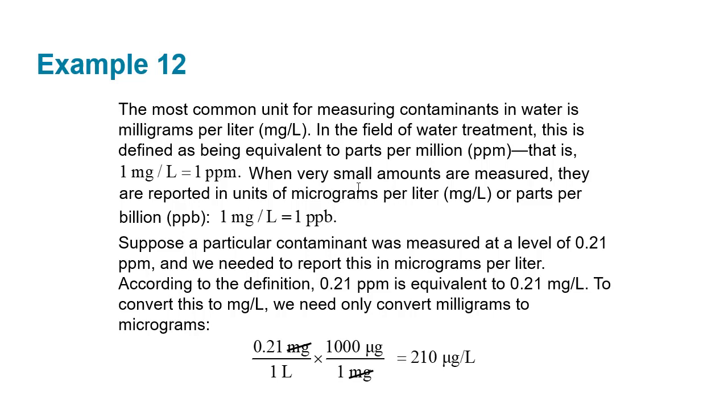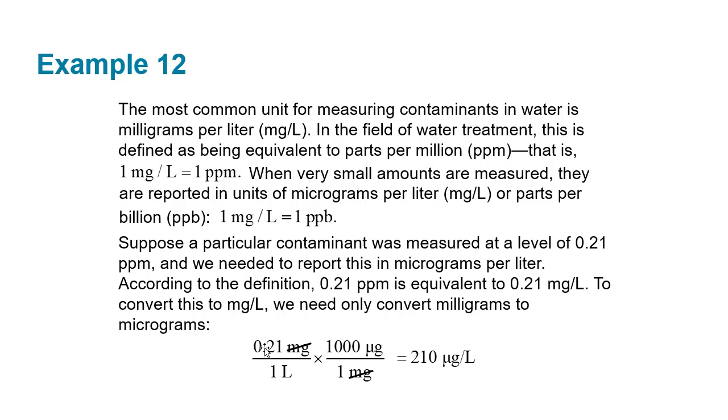Suppose a particular contaminant was measured at a level of 0.21 parts per million, and we need to report this as micrograms per liter. Well, we know that 0.21 parts per million is equal to 0.21 milligrams per liter, because that's what parts per million is defined as, right? It's 1 milligram over a liter. So to convert it to micrograms per liter, we just have to do that one conversion, milligrams to micrograms.